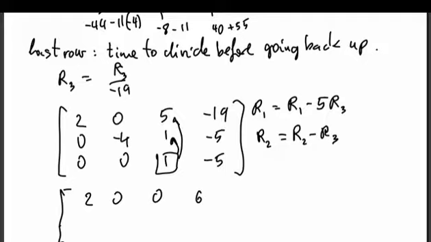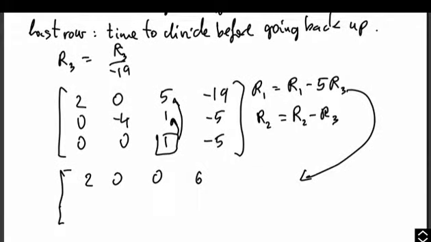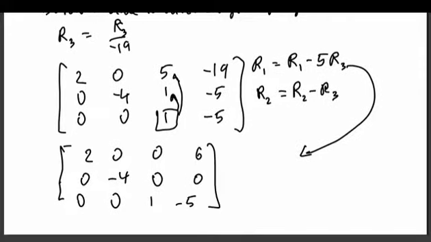Actually, this is where I'm going with this row manipulation. Second row, 0, -4, do not change. This is 0. I'm subtracting -5 from -5, I get 0. And then the last row doesn't change anymore. Everything under the pivots and above the pivots is 0. The only thing missing now is to make all the pivots 1.